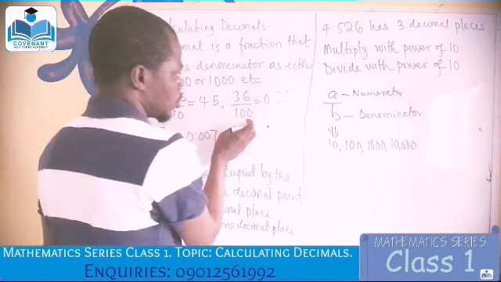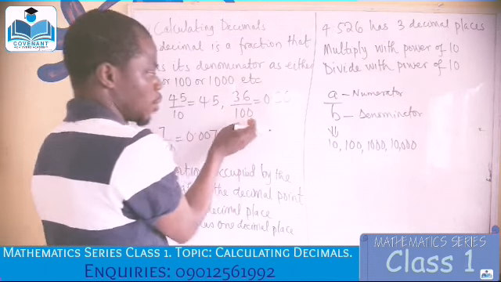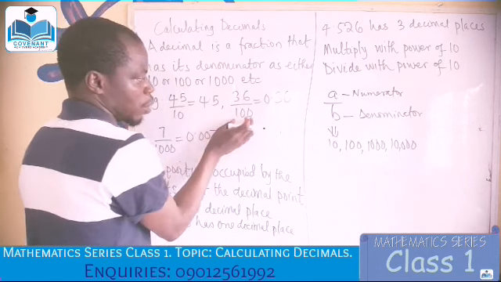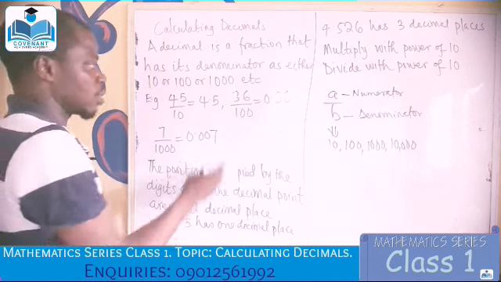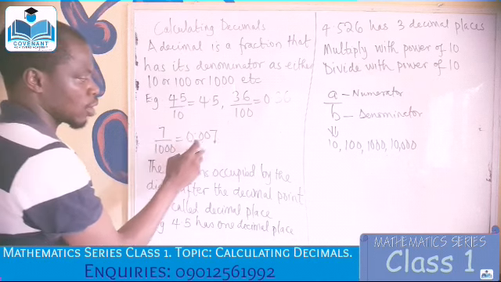And like you have it here, 36 over 100 is 0.36. So that means that when you have the denominator of a fraction as a power of 10, that means 10, 100, 1000, like that. And you can see the example we have here, 7 over 1000, that's 0.007.